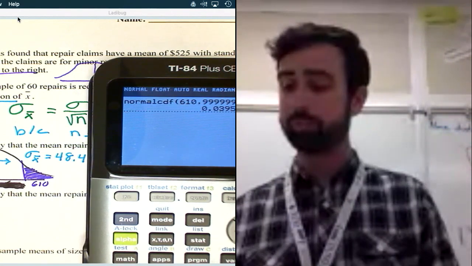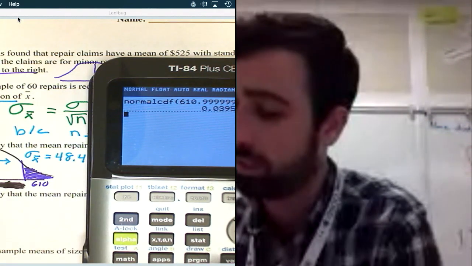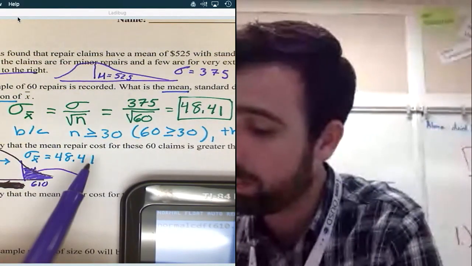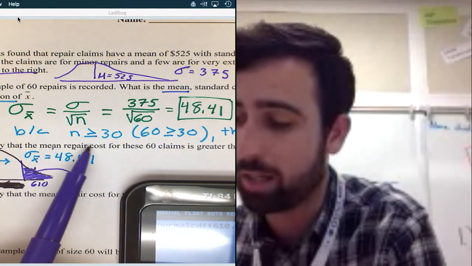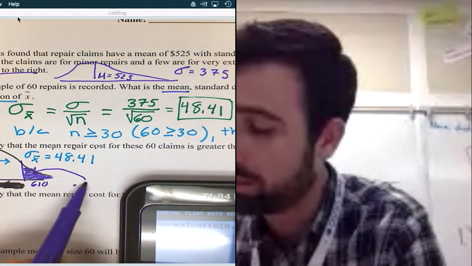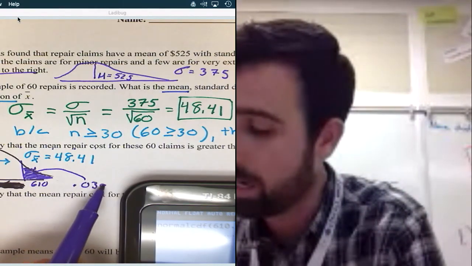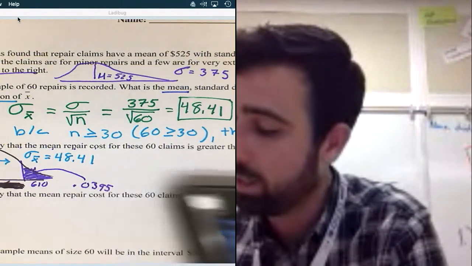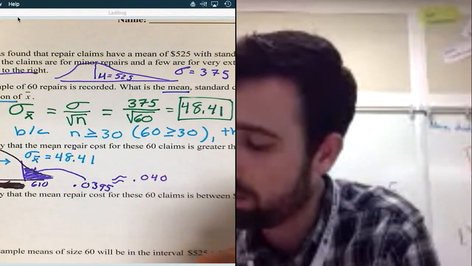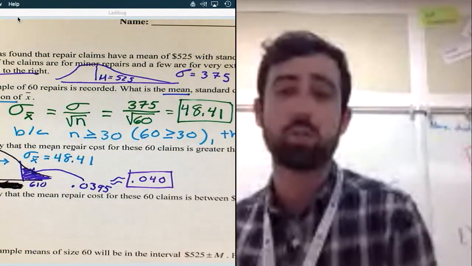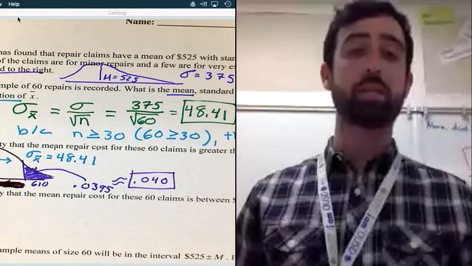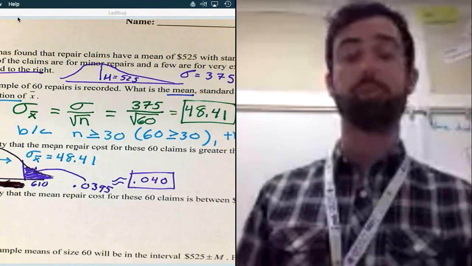We get our answer. So the area to the right of 610, or the probability that the average repair cost for 60 claims is greater than 610, is going to be 0.0395. You could also put 0.040. AP stats, I usually tell my students to round to the third decimal spot. So if you round to the third decimal spot, you'll be fine on the AP exam.